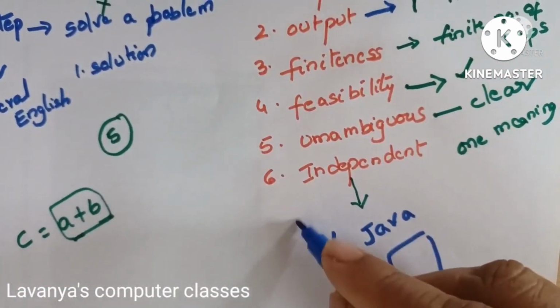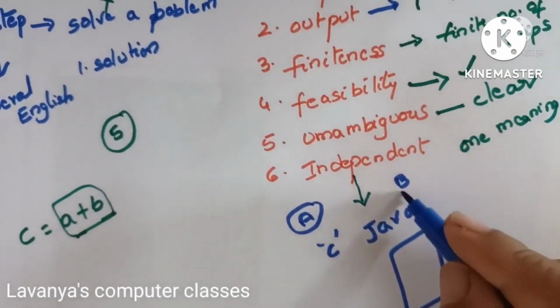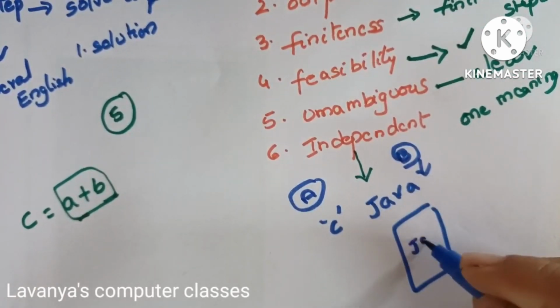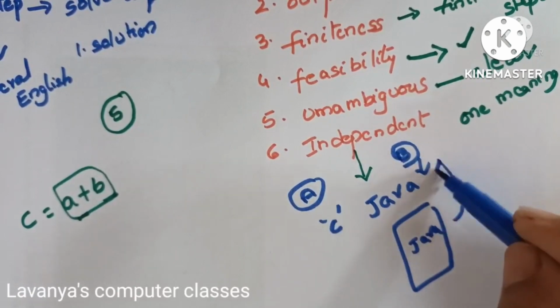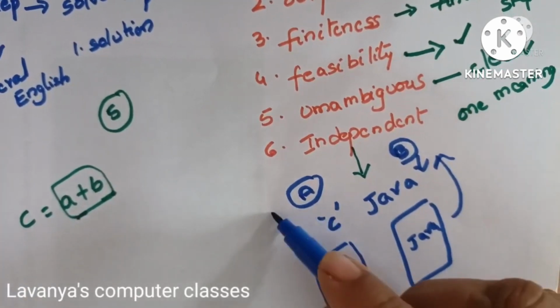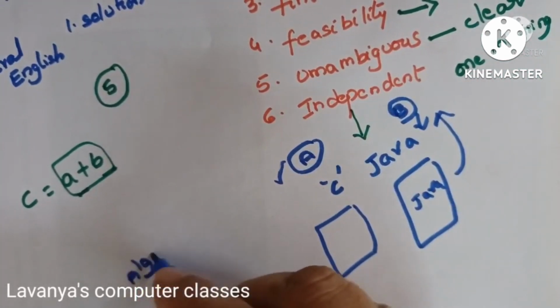For example, just check it. Person A is there, person B is there. Programmer A knows only C language, programmer B knows only Java language. That means a Java program is not understood by A. If the program is in C language, it is understood only by person A. A Java program is understood by B, and C language is understood by A.